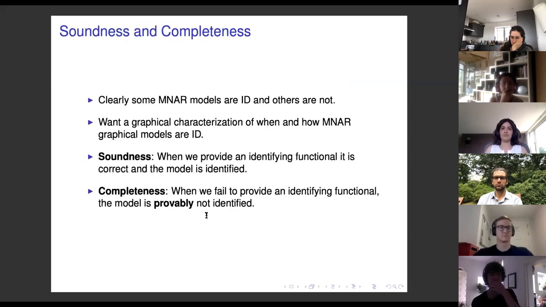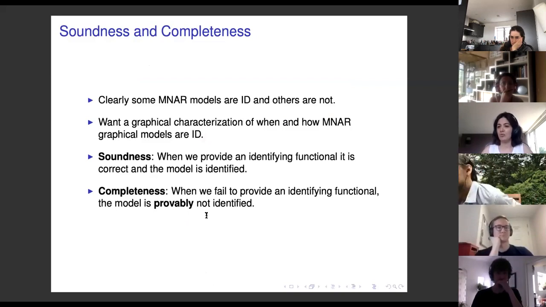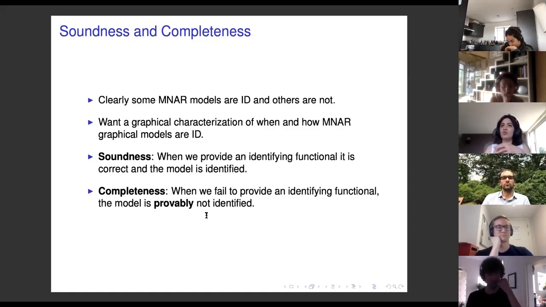So clearly, some MNAR models are identified and some are not. What we are after is coming up with a graphical characterization of when and how MNAR models are identified. And for this characterization, we require two properties, soundness and completeness. What soundness means is that when we provide an identifying functional, this identifying functional is going to be the correct identifying functional. And by completeness, it means that if we fail to identify an MNAR model, then the MNAR model is provably not identified. And that means no other algorithm can identify this MNAR model without making any extra assumption.